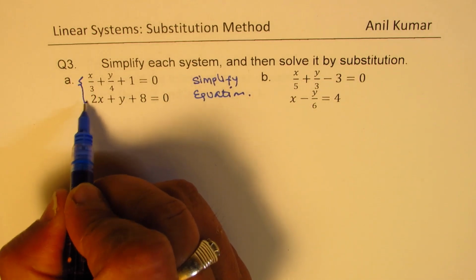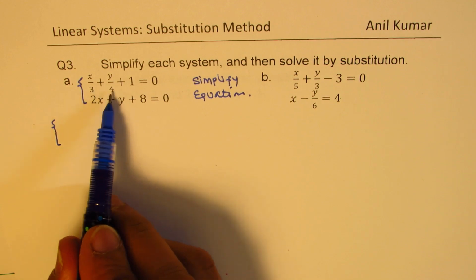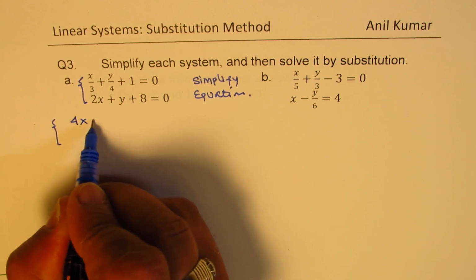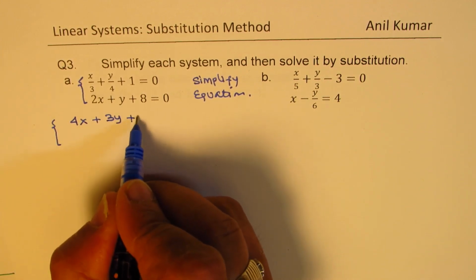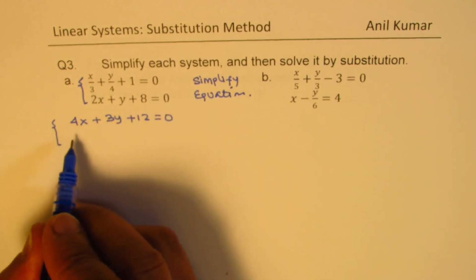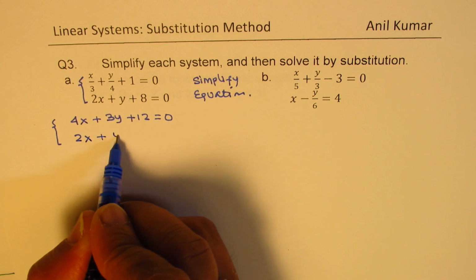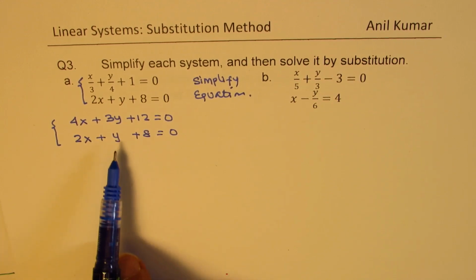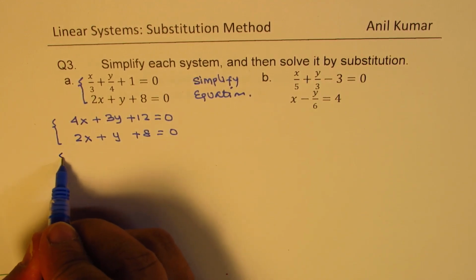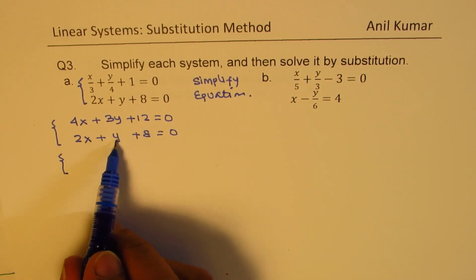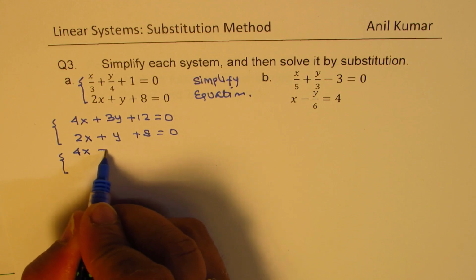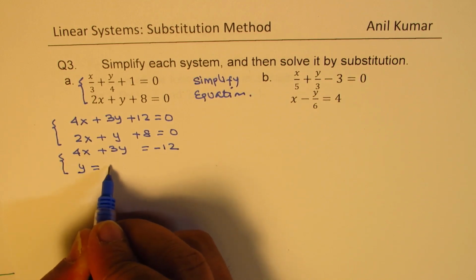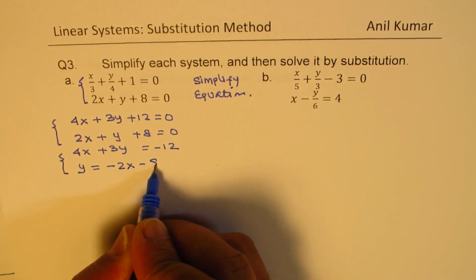So we need to simplify them. This set of equations I could now write as what? 3, 4 is in the denominator. We just multiply by 12. So we could write this as 4x plus 3y plus 12 equals 0. The second equation for us will be 2x plus y plus 8 equals 0, right? Since we need to apply the strategy of substitution, we'll isolate y here, right? So let me rewrite this as 4x plus 3y equals minus 12. Here we get y equals minus 2x minus 8, correct?